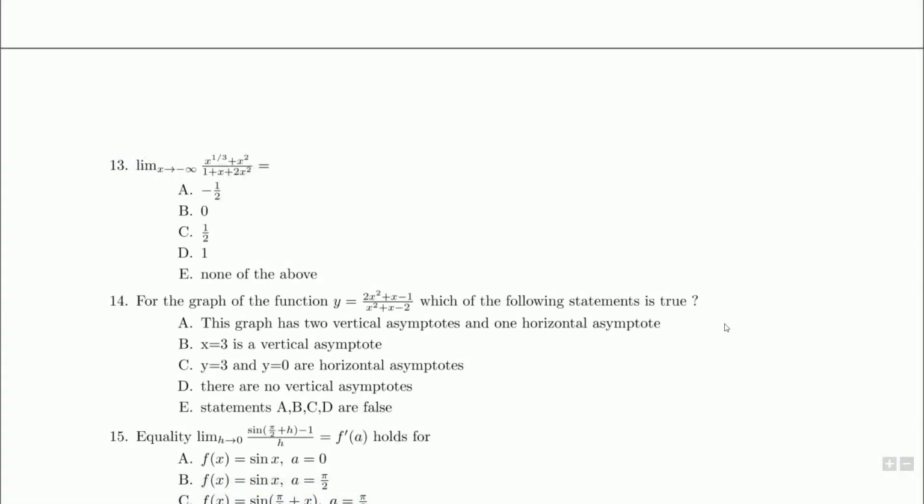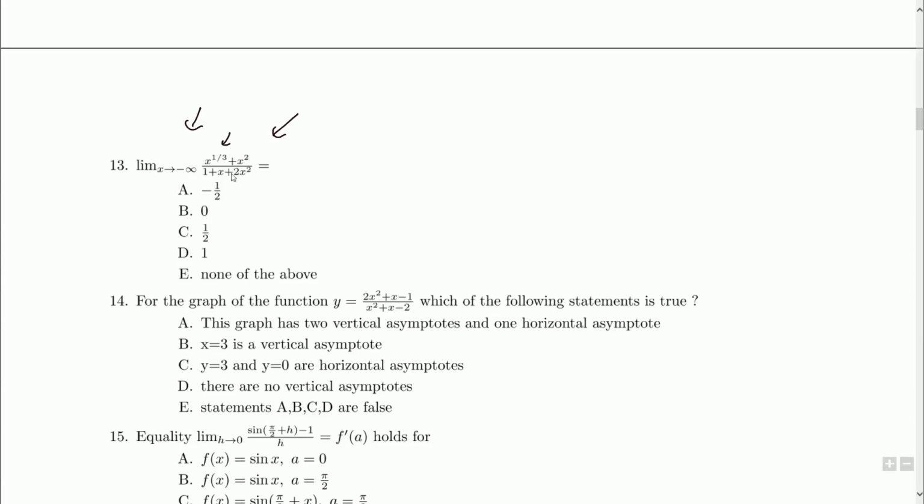We're on question 13 now of our mock midterm style question test that was posted. Question 13 has a limit as x tends to negative infinity of sort of a rational function. It's got x to the 1/3 up here, so it's not technically a rational function, but it's close enough. It's powers of x multiplied by constants and then added or subtracted together over powers of x multiplied by constants and added and subtracted together.